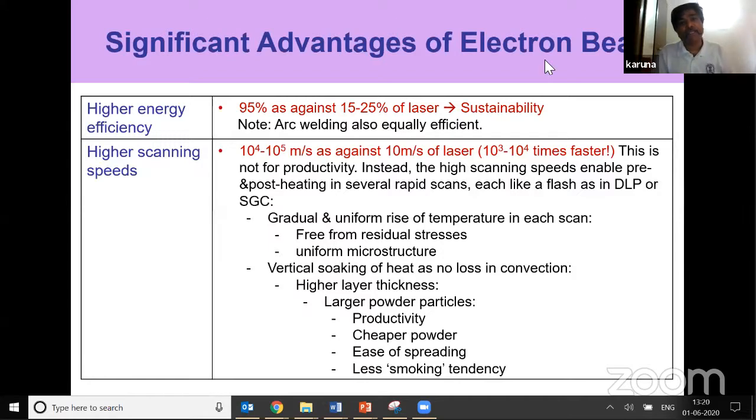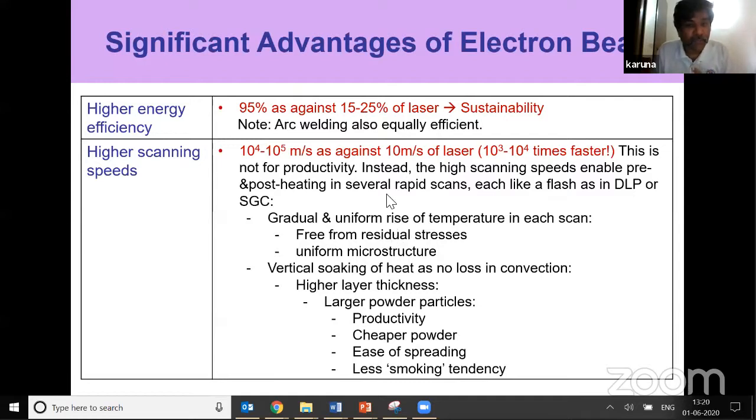But when you have such a high speed, a layer can be scanned in a fraction of a second or a few microseconds. If you can scan a whole layer in a few microseconds, it is equivalent to just giving a flash. That means the entire layer is virtually addressed simultaneously. That means there will be no temperature gradients. If there is no temperature gradients, then there will not be any residual stresses. Okay, that is what we consider as the most important advantage.